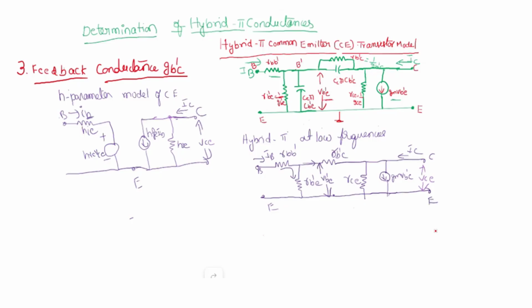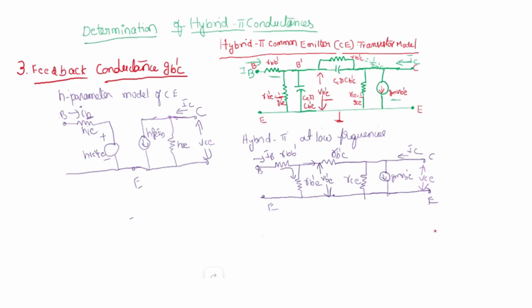Hello students, let us start the third conductance derivation. The third one is feedback conductance Gb'c. Last video I explained two conductances, transconductance Gm and the input conductance Gb'e. Now this is feedback conductance. Remember, we are deriving all these conductances in terms of H parameters.